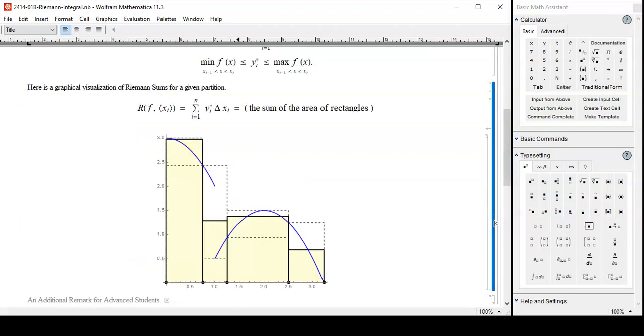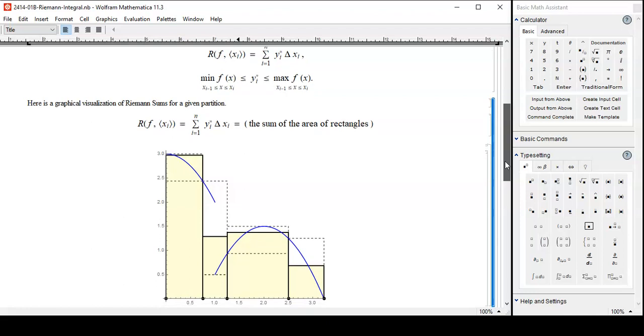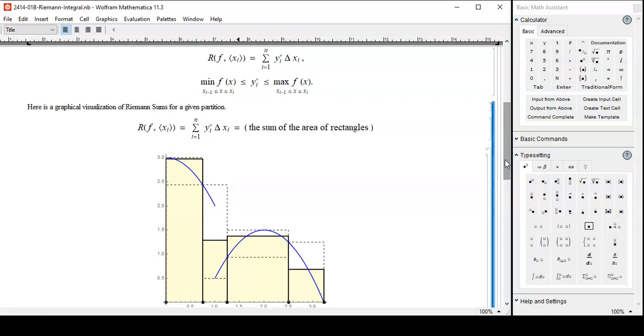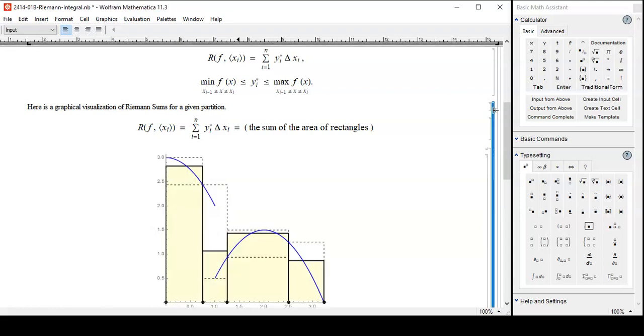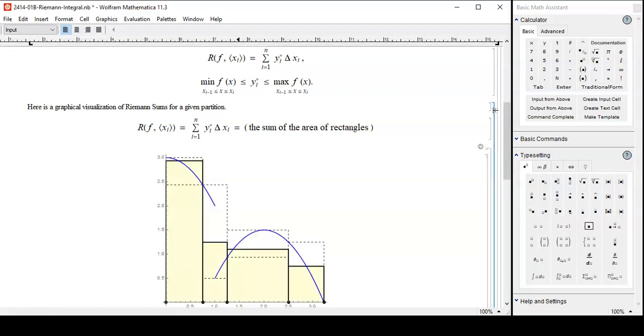Here's a visualization. A Riemann sum is basically a sum of the areas of these rectangles given by a subinterval width delta xi times the y-coordinate yi star, which is a randomly selected y-coordinate in between the minimum and maximum. Due to the randomness, if I run the program again, I get different y-coordinate values, so different heights. So basically you're looking at the sum of areas of rectangles.